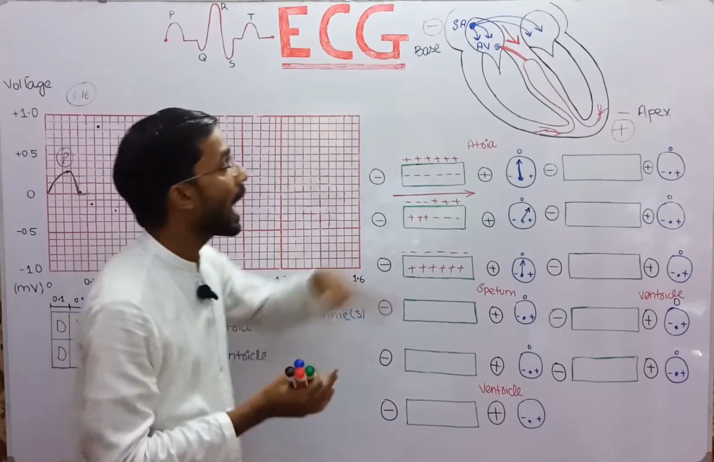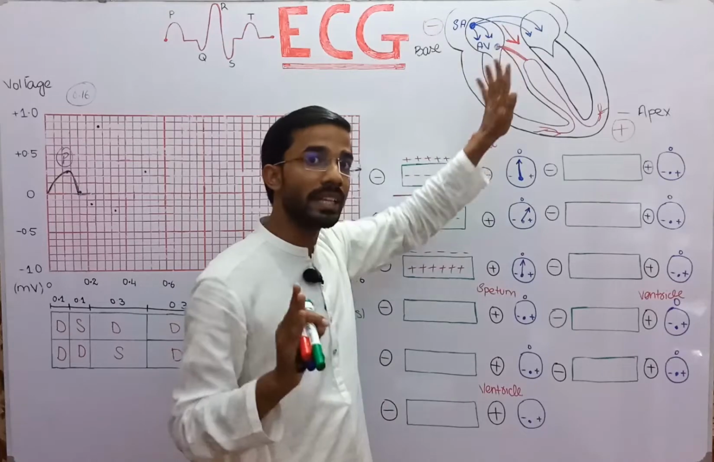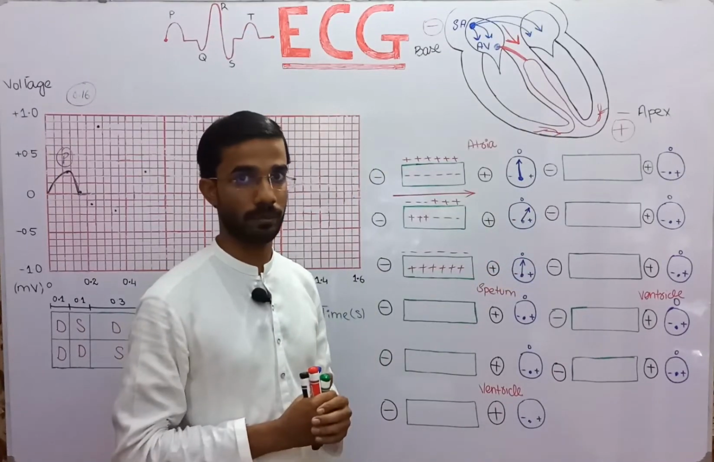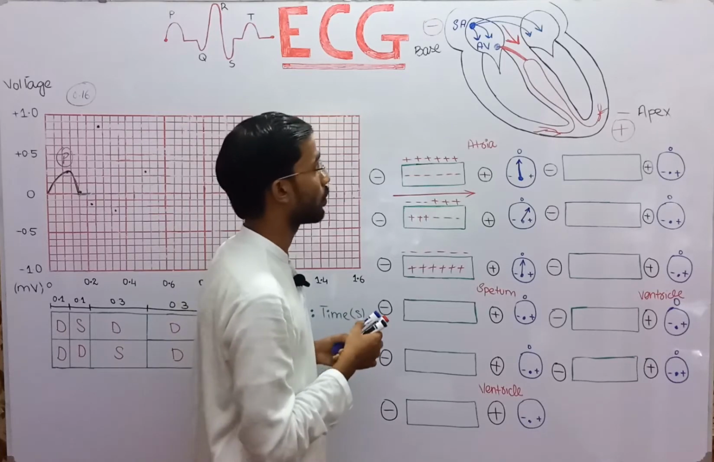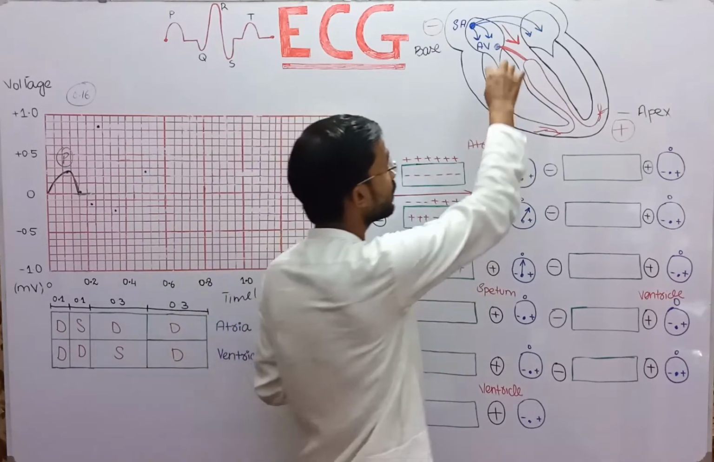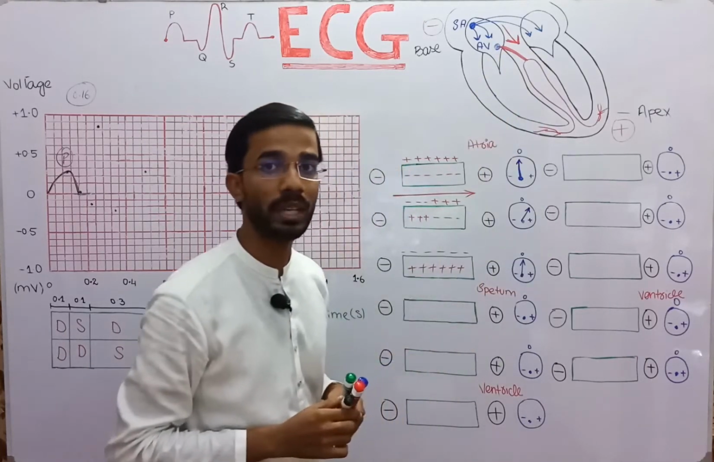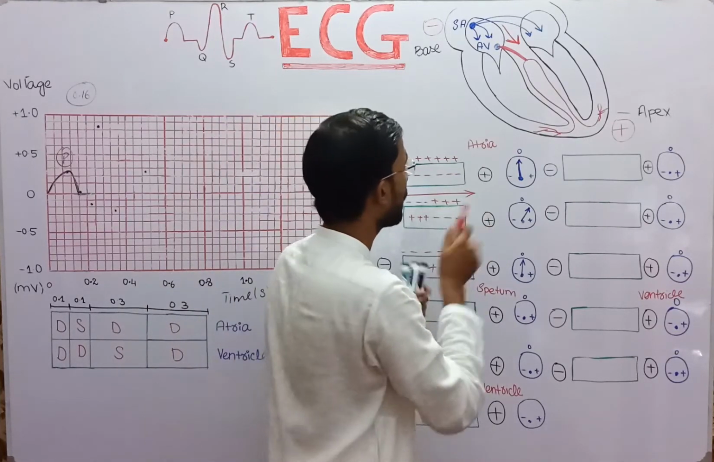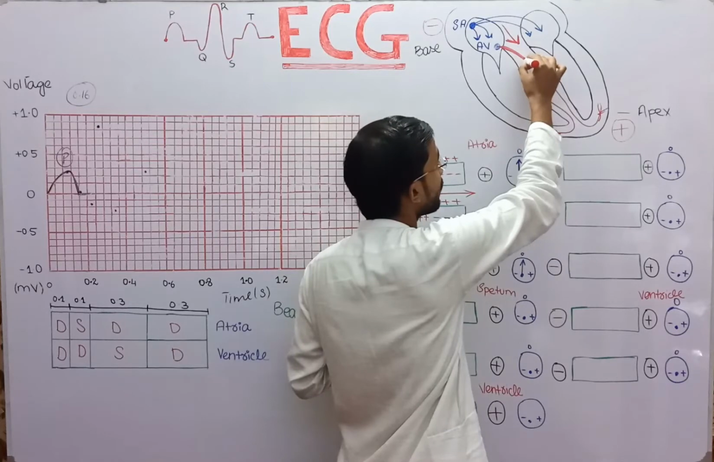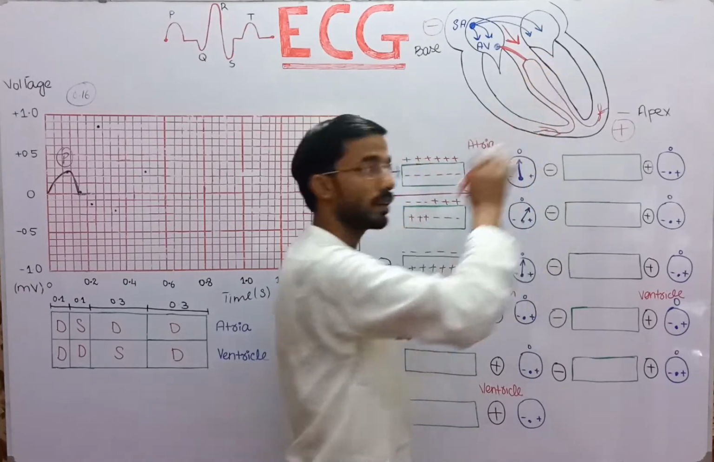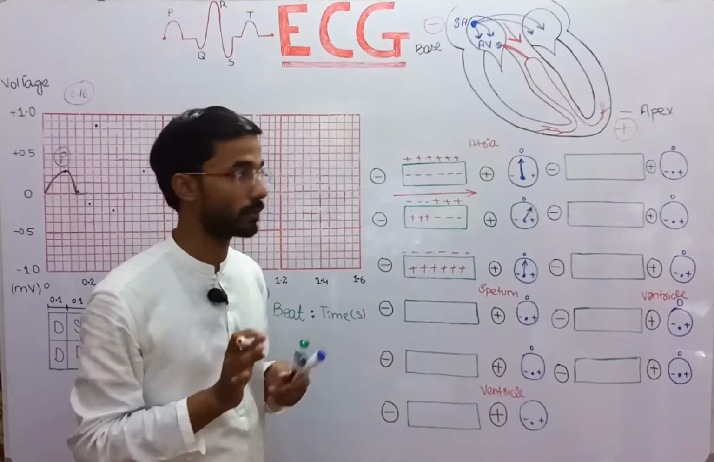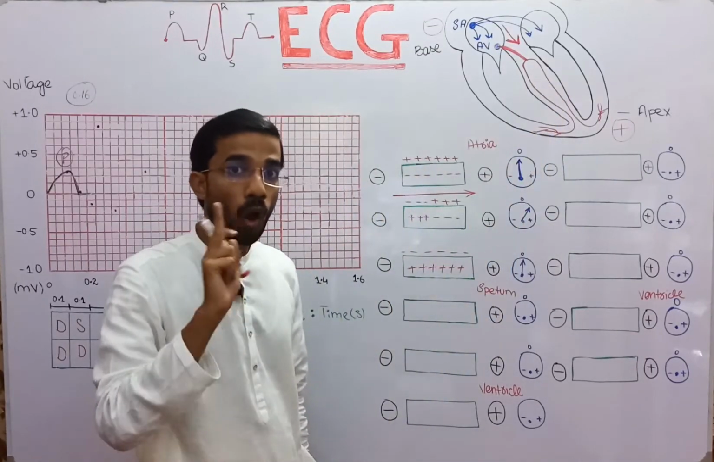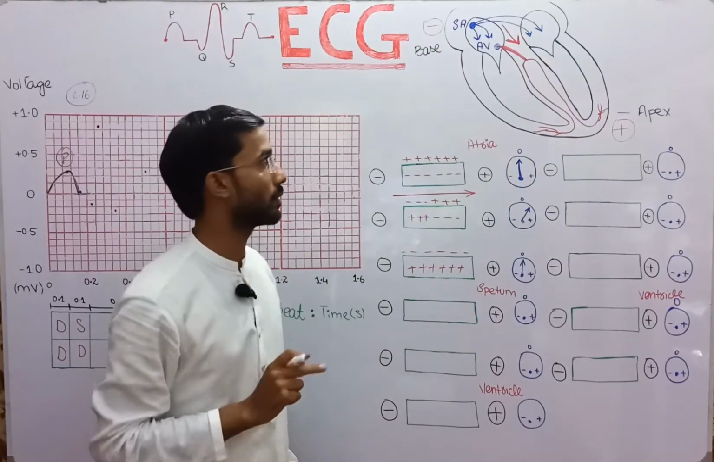Up till now, only the atria have become depolarized. The ventricles are still in a polarized state. Now the signal will travel through the bundle of His. Here you can see the signal travels in both the left and right branches, but the septum is activated only by the left branch.